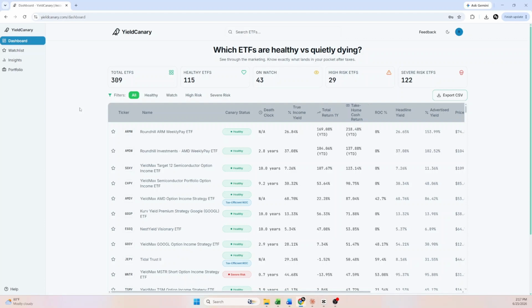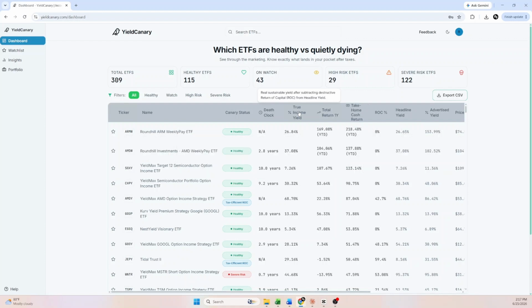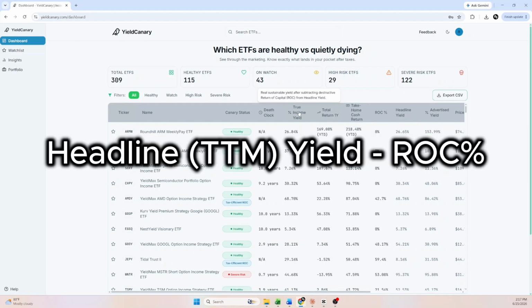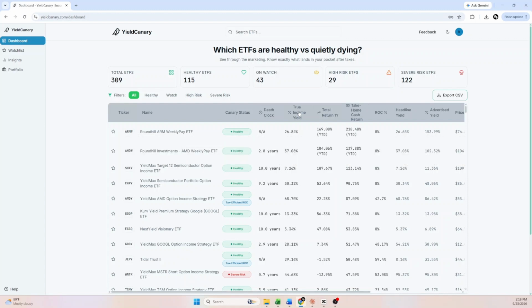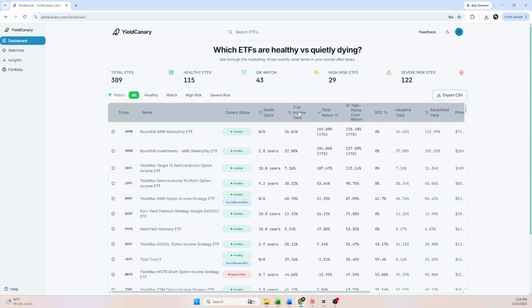All right, we are on the main dashboard of YieldCanary, and there are three metrics in particular that we are going over today. The first one is the true income yield. This is a very important metric on YieldCanary, and essentially what it does is it takes the headline yield, which is the trailing 12-month yield, and it subtracts out the portion that we are calculating as return of capital. The formula for this is the headline yield multiplied by 1 minus the destructive return of capital, and that gives us the true income yield.